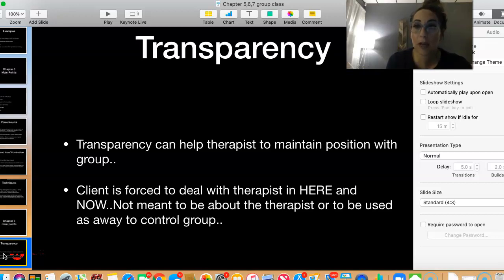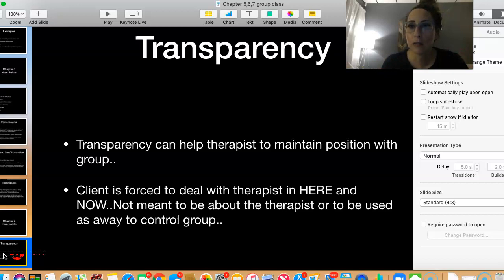Trying to work through that with the clients so that they can see the here and now and work through that with you. It's not meant to be about the therapist at all. And it's not meant to be a way to control the group, but just a way to make it more of a cathartic setting.